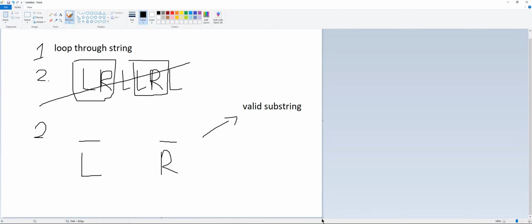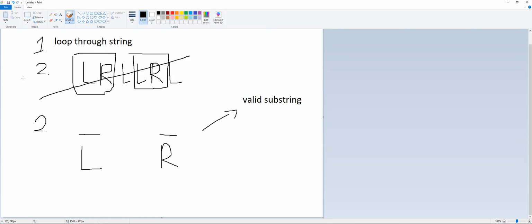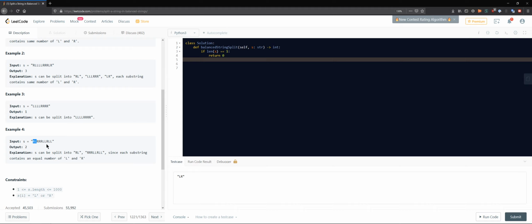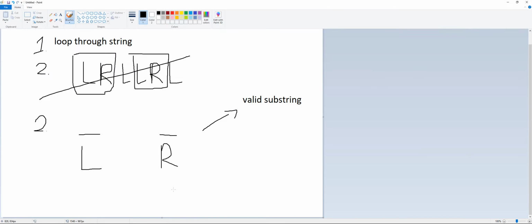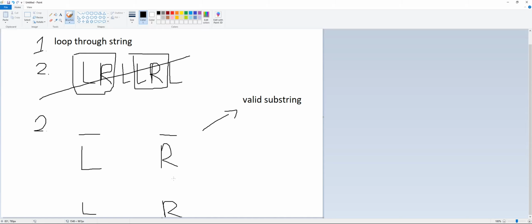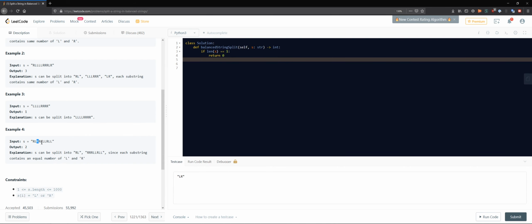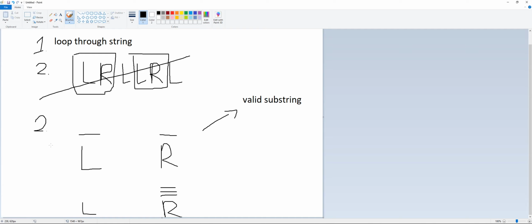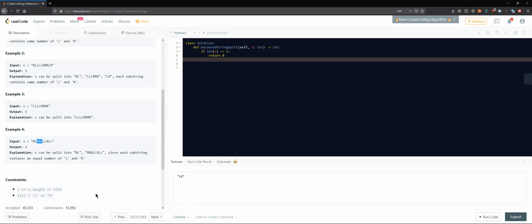Can I do something like this? I guess, I'm not sure. Then for the second one, we have again R and L, so we are just continuing to loop. We get R, we get another R, we get another R, and the program continues to loop. So we get an L, we get an L.